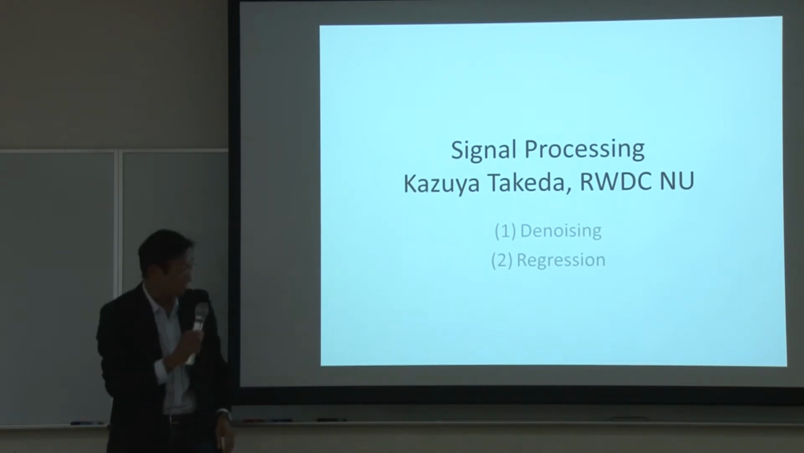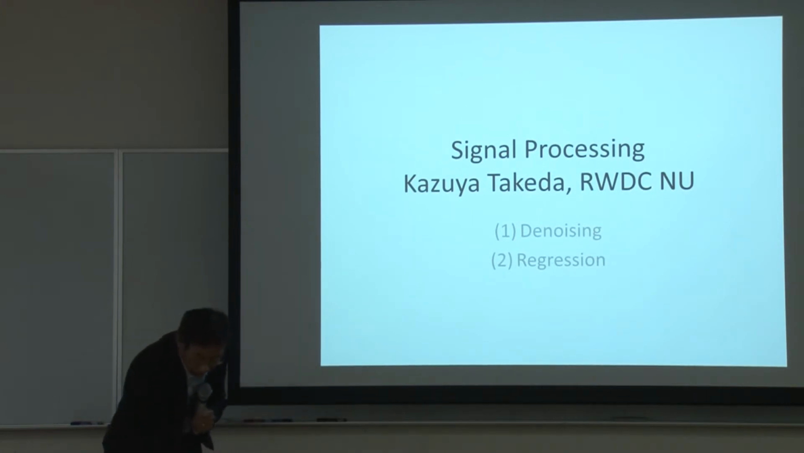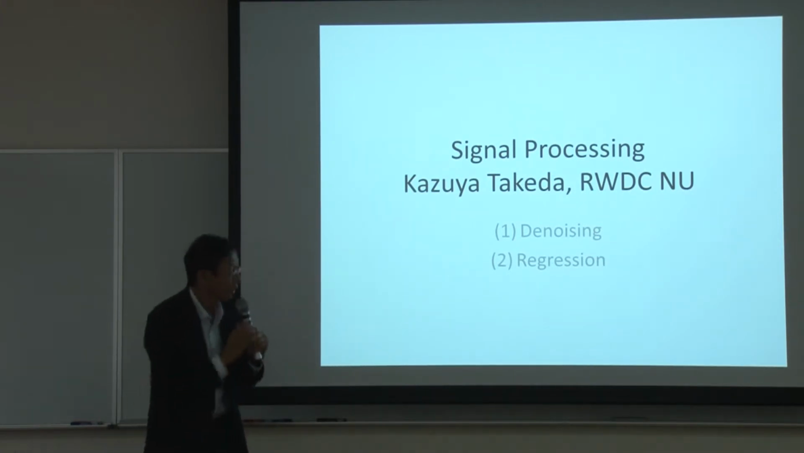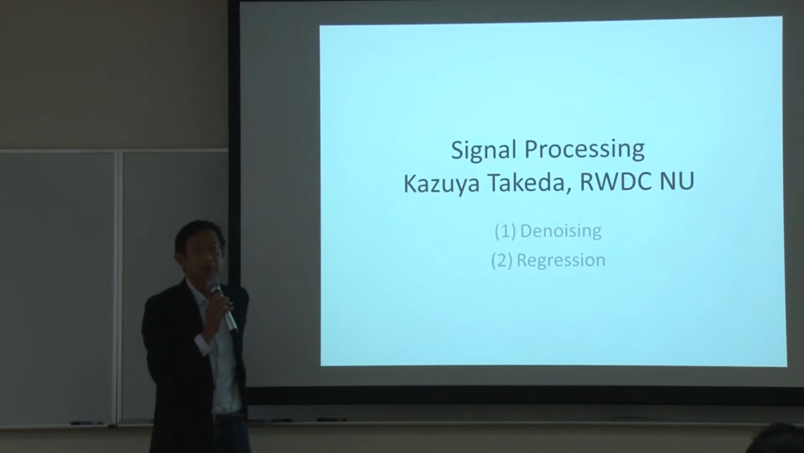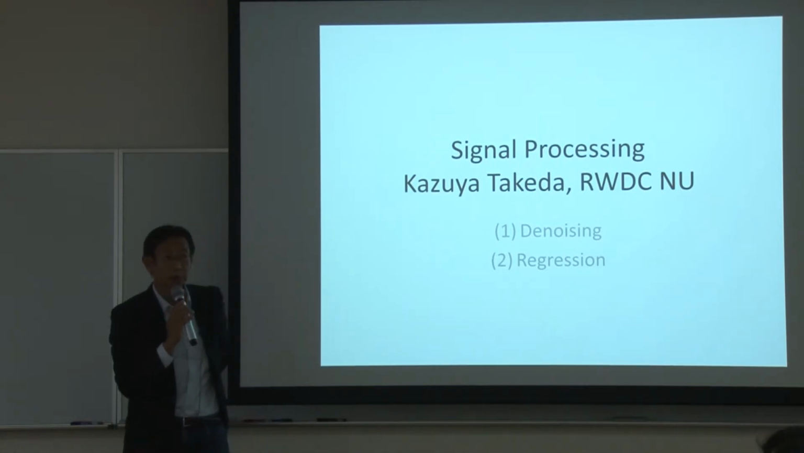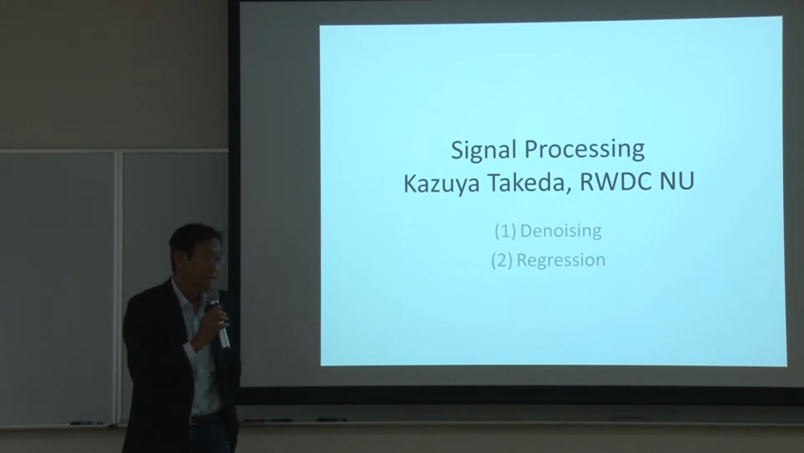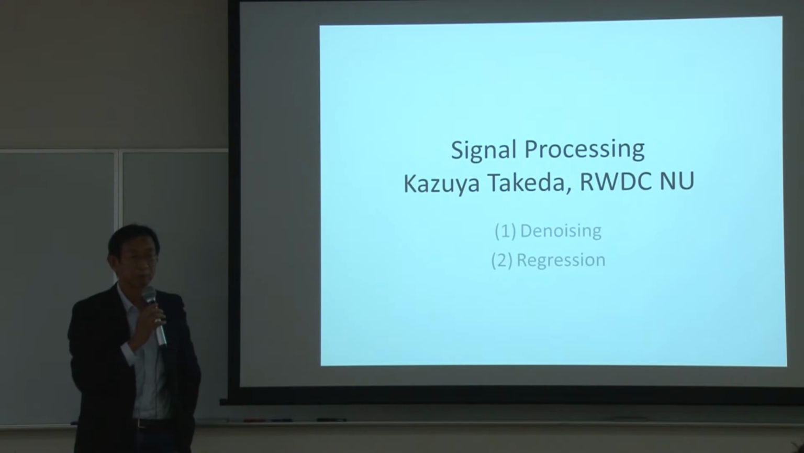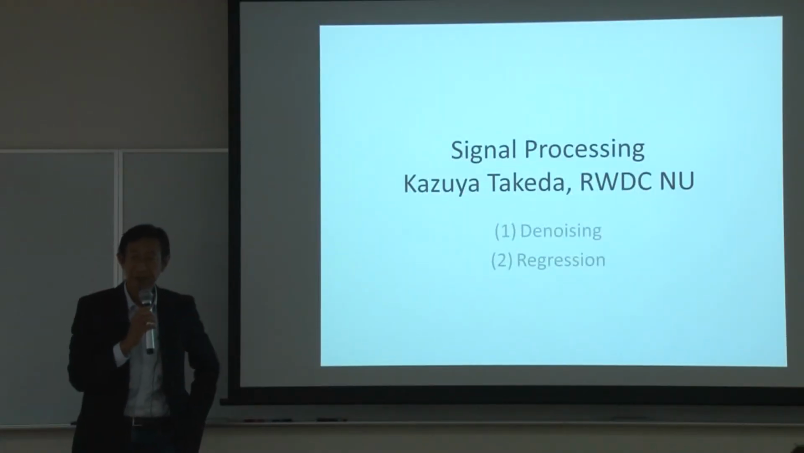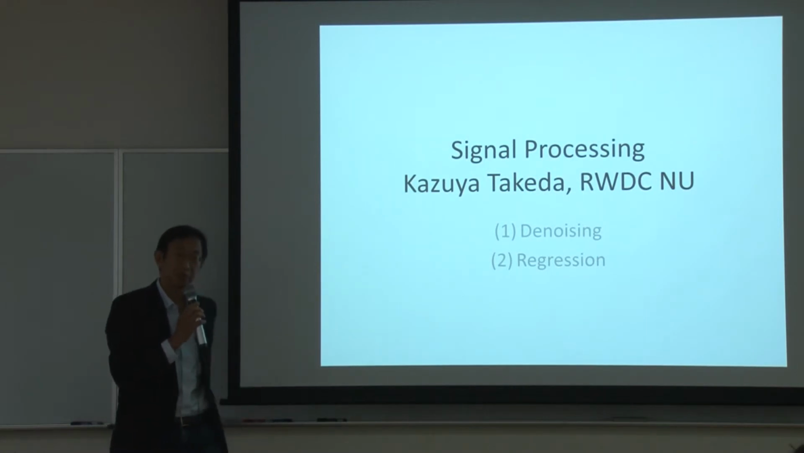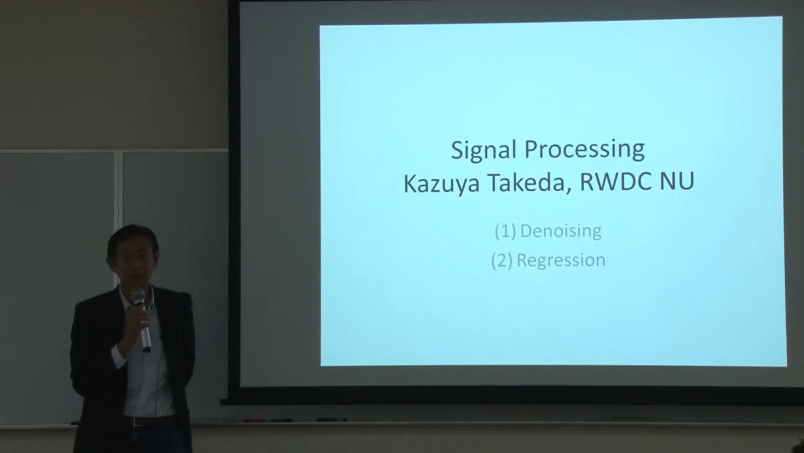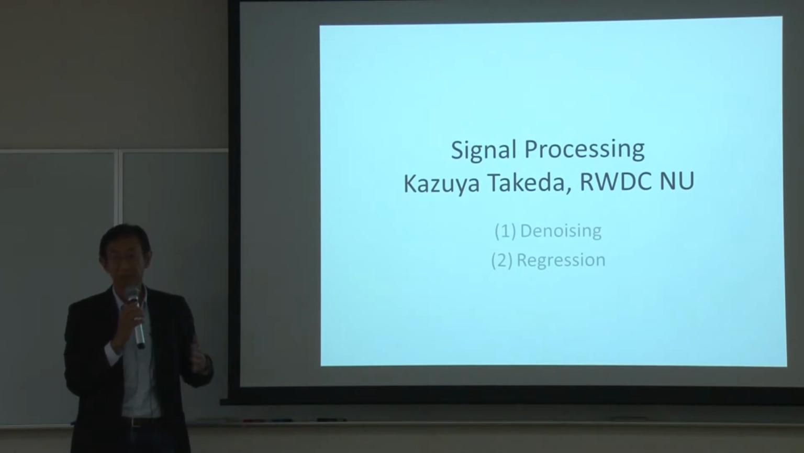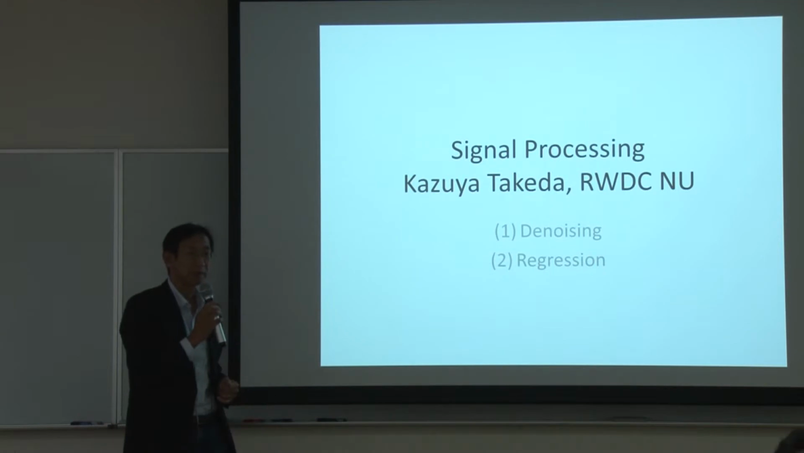And the first topic actually is denoising. All data you will collect from the real world has more or less data error or data noise. So the first thing we need to do to face real world data is reducing the noise from the data. This is the first lecture's main point.